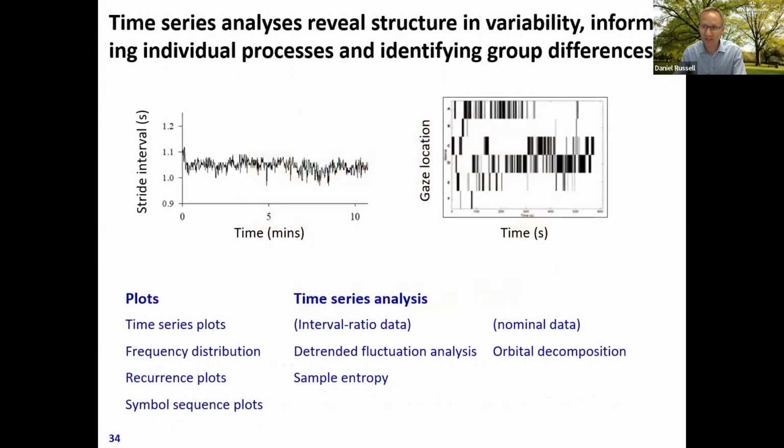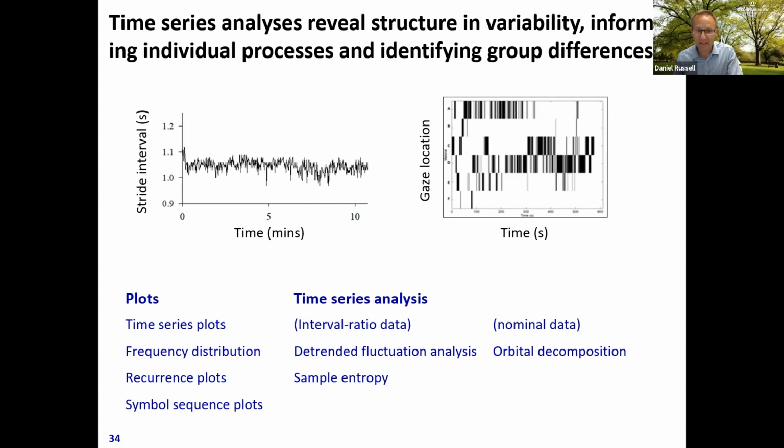So just to summarize then, hopefully what I've persuaded you is that time series analyses reveal structure in variability. And I've given you some examples there. There are ways you can look at the plots. You can do simple time series plots. Looking at the frequency distribution can be informative. Recurrence plots can tell you about structure and sequencing, and symbol sequence plots also reveal that.